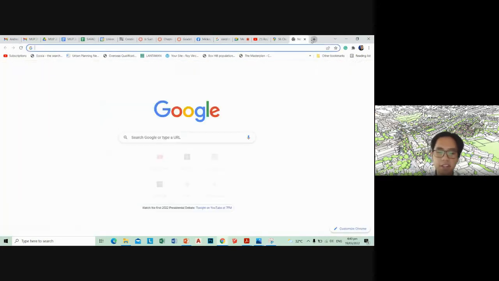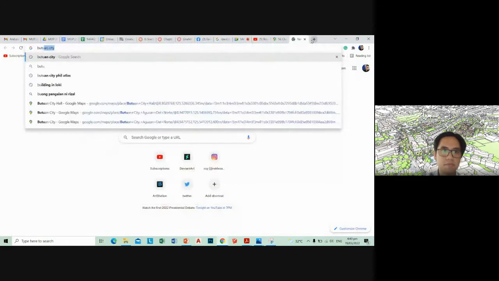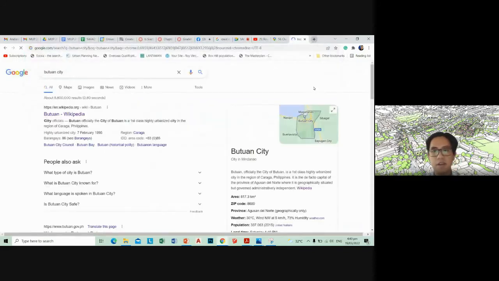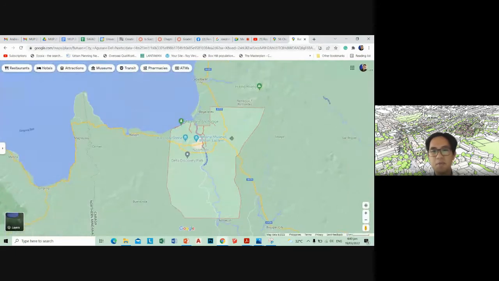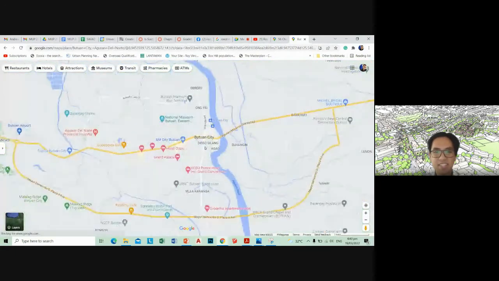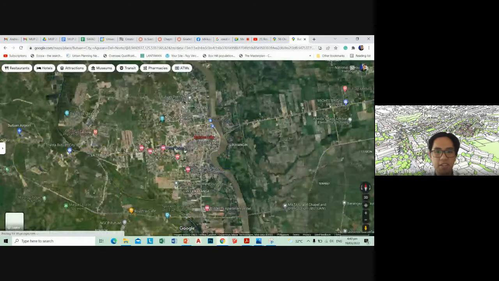And then just comparing that with Butuan City. Okay, it's already almost 5 o'clock. I really want to wrap up, get to Tacloban. Let's go to Butuan City over here.